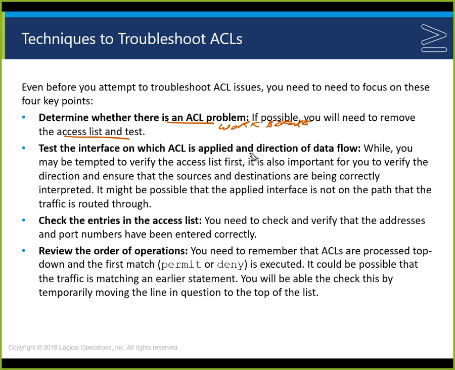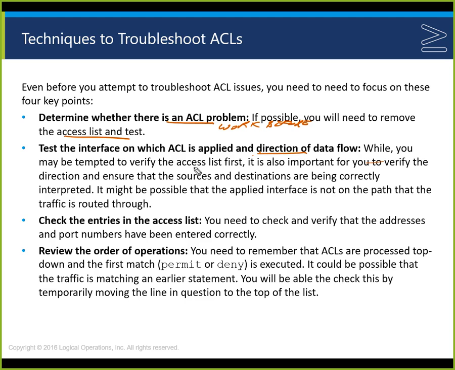Test the interface on which it's applied in the direction of flow. I used to say, be the packet. Be the packet. You're a TCP packet with this port number and you come up against this access control list. Does it apply? You come up against the port. Is it applied in the correct direction? Is it applied in and out in the proper direction?